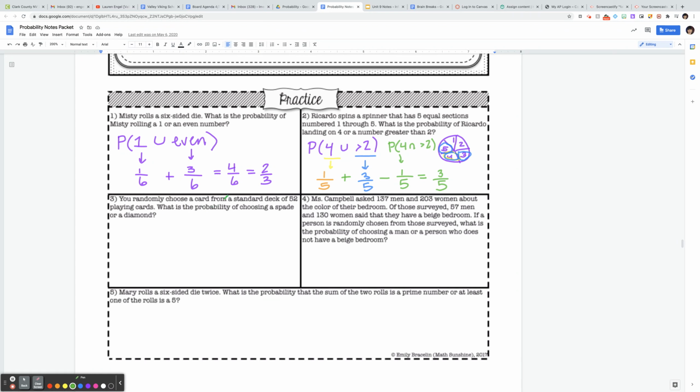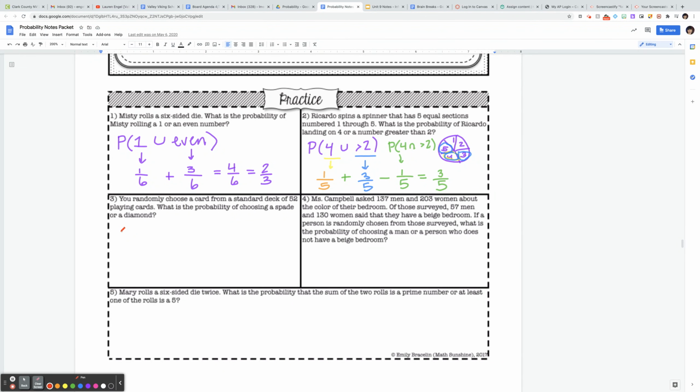All right, so let's take a look at number 3. Okay, these are going to get a little bit more complicated as we go. So 3 says, you randomly choose a card from a standard deck of 52 playing cards. What's the probability of choosing a spade or a diamond? Okay, so we have to think about, are those 2 events overlapping or are they mutually exclusive? It's not possible for a card to be both a spade and a diamond at the same time because they're different suits in a card deck, right? So those 2 events are mutually exclusive.